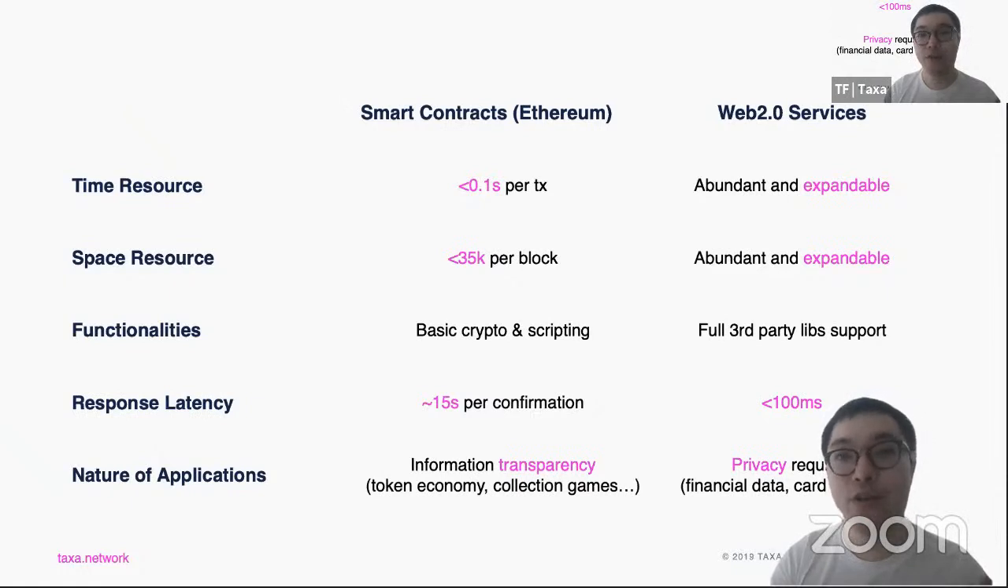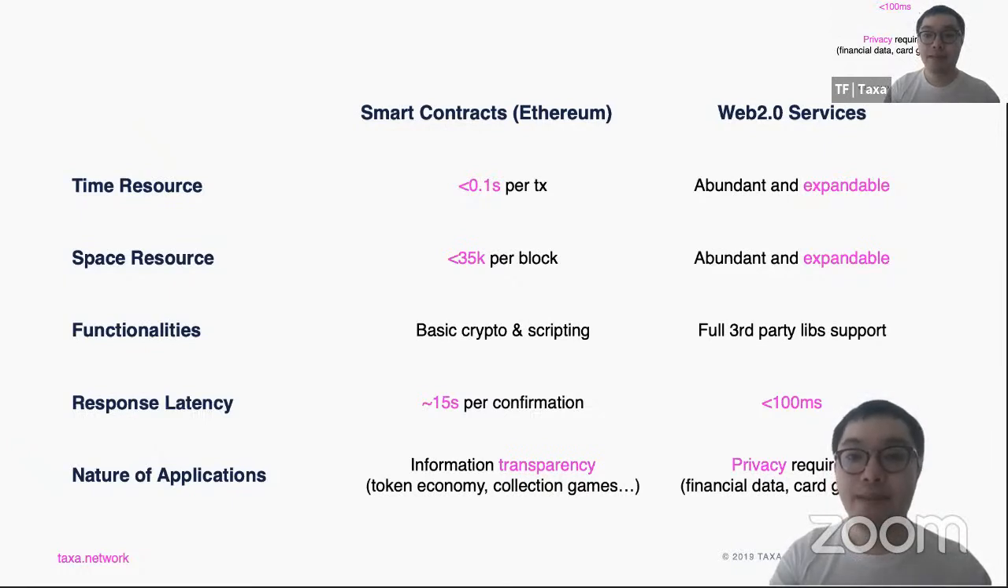If you try to do complicated business logics or a certain amount of input data, it will cause a very expensive gas fee. And also about functionalities, smart contracts are mainly built for transaction-based business logics. The response latency is also high because of the consensus mechanism. And about privacy, privacy actually contradicts blockchain's design principle. Blockchain is built for transparency, not for privacy. And the privacy protocols on layer 1 usually come with a high cost on performance.